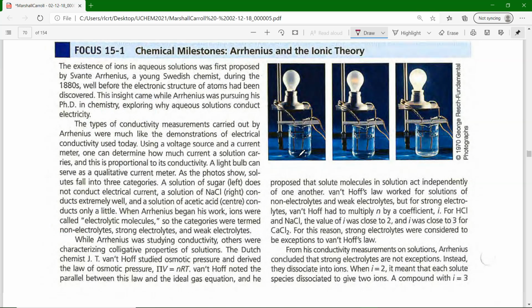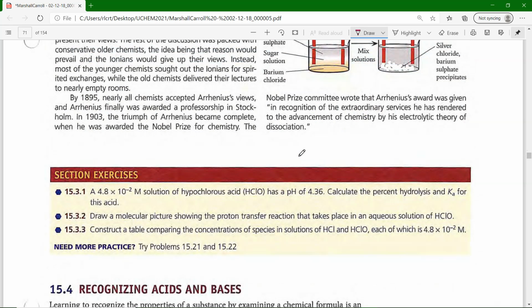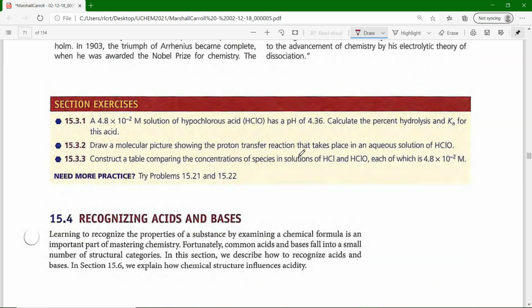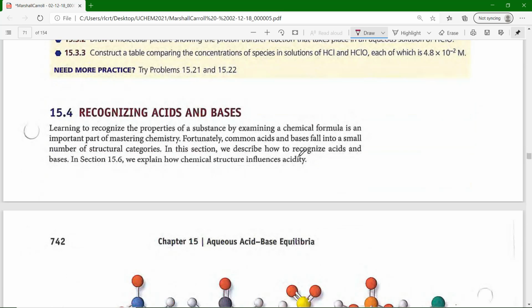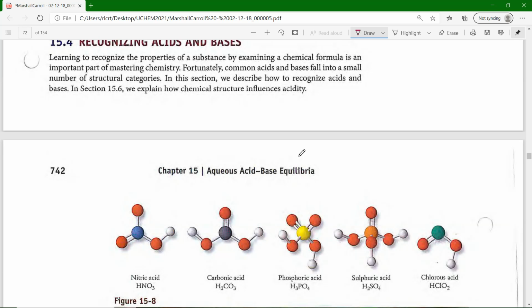Okay, you can read some other fun, exciting things. 15.3.1, I'm going to let you do that one on your own. I wonder if you have to use the quadratic equation or not. You know what? You're going to try that on your own. Okay. Let's push a little bit here.